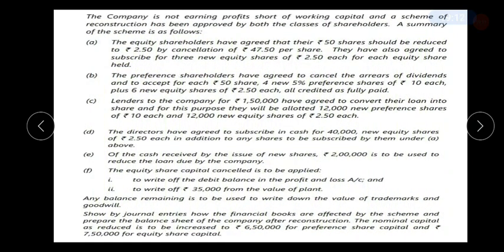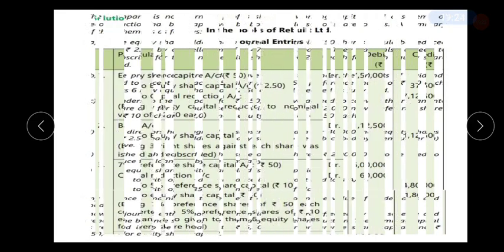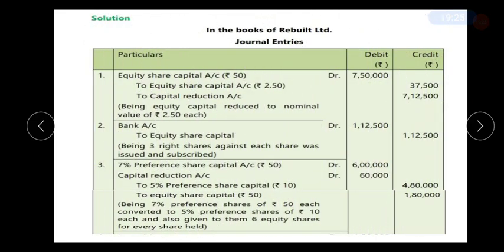This is what it said, right? 4 new preference shares of 5%, rupees 10 each. So 48,000 preference shares are being issued newly, at rupees 10 each. That is 4,80,000. So this is what the new preference shares are being issued.